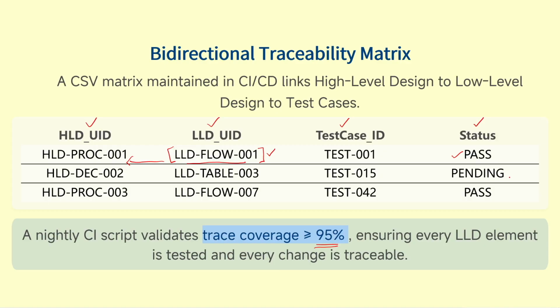Here we have an example of pass and pending, from which we can understand that the second LLD, which is linked to HLD DC002, is still pending. So, this test case is not yet executed.